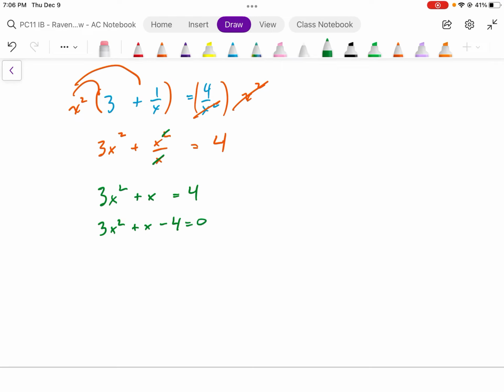So now I just need to factor this. I'm looking for two numbers that multiply to negative 12, but add to 1. Oh, that's easy. That's 4 and negative 3. So I'm going to decompose this. And we're off to the races.